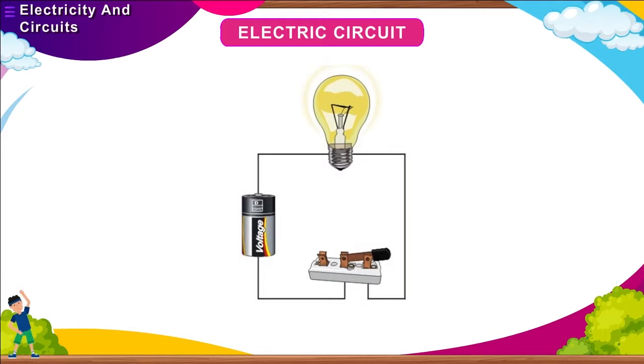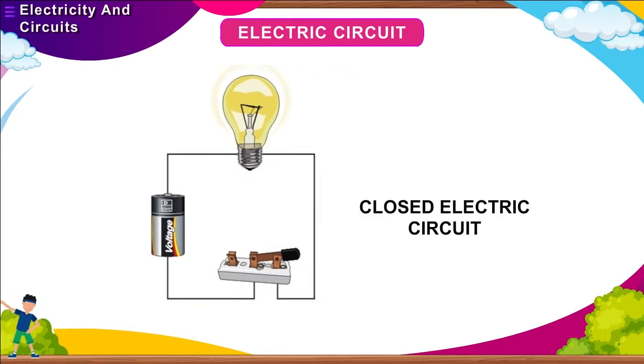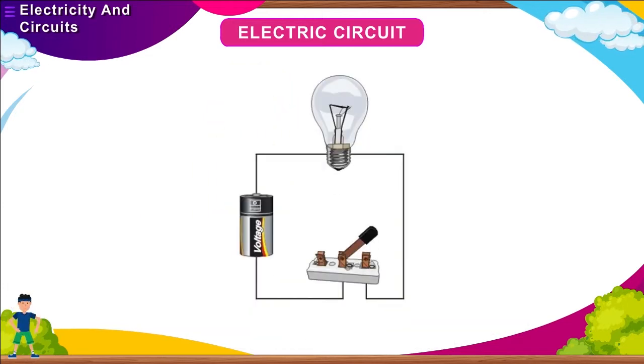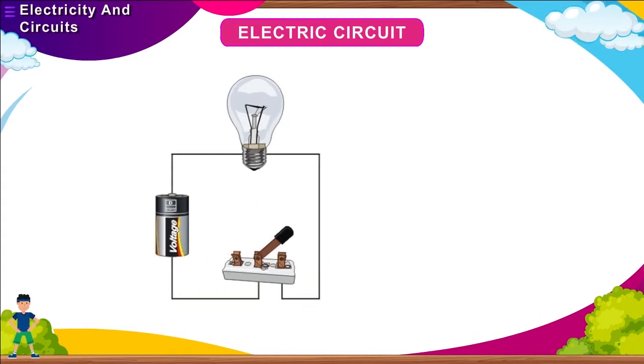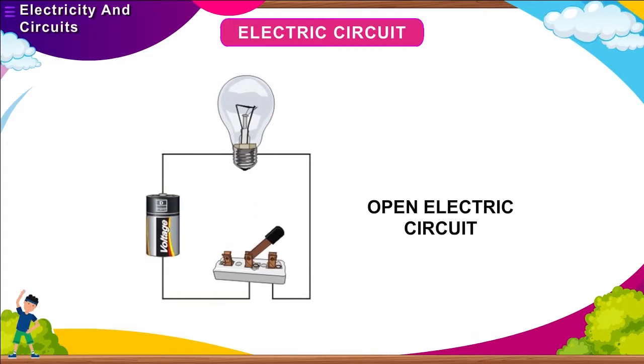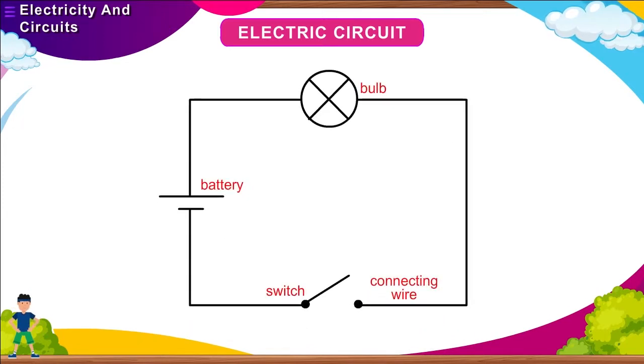The complete electric path, when electricity flows through it, is called a closed electric circuit. The arrangement of an electric path, when electricity does not flow through it, is called an open electric circuit. A circuit diagram is a pictorial representation of an electric circuit.